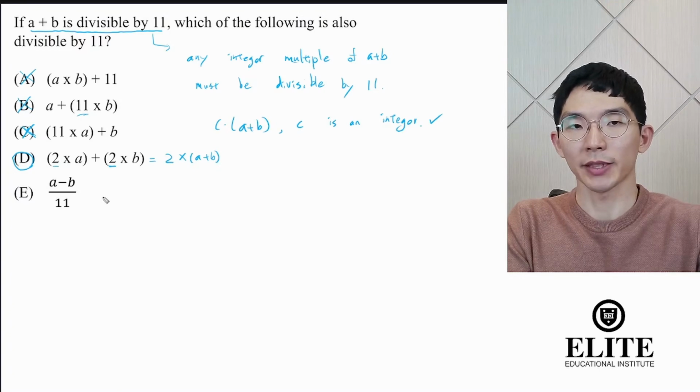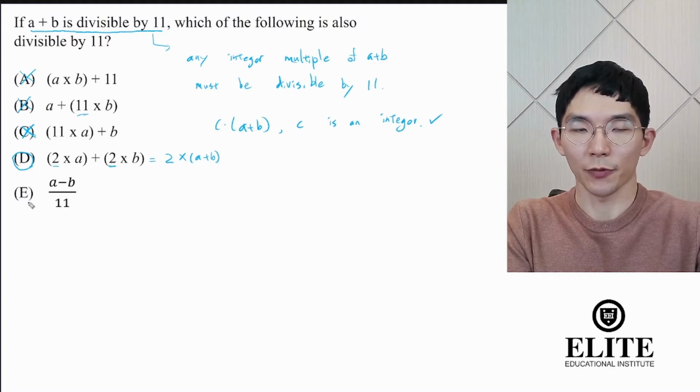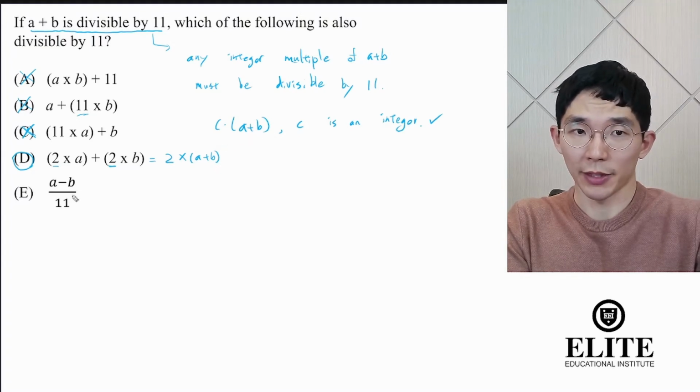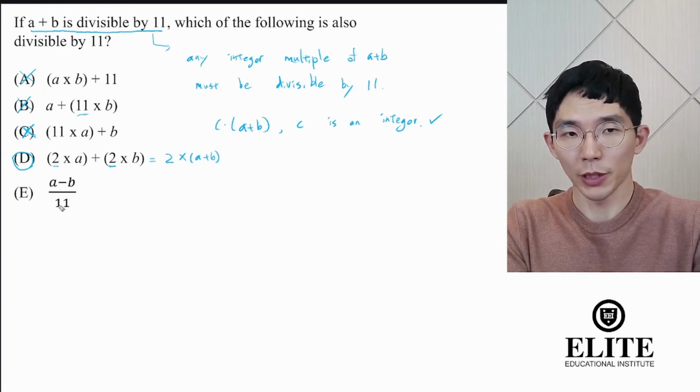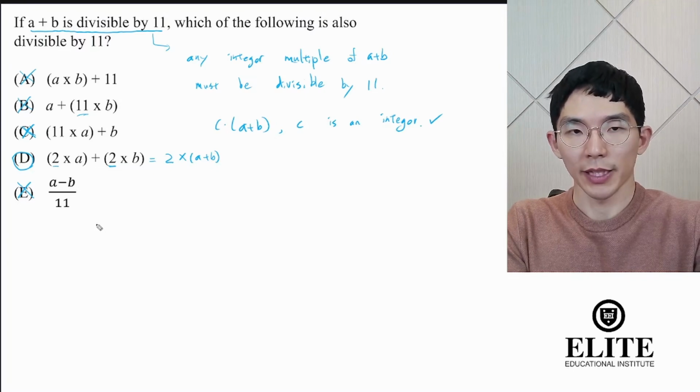Hence, the answer is D. And of course, last but not least, if we take a look at A minus B over 11, the final answer choice, well, it is A minus B instead of A plus B. Does it have anything to do with an integer multiple of A plus B? Sure, for very specific values of A and B that could be, but it's not. Therefore, this is not the answer choice.